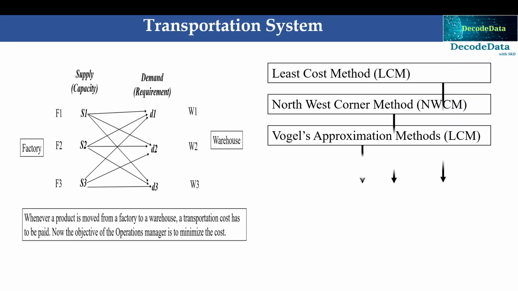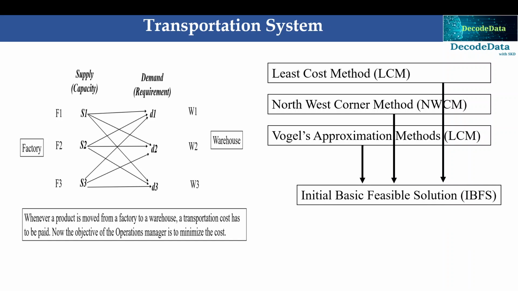And what these 3 methods will do is take you to the initial basic feasible solution. Now you have to understand what exactly an initial basic feasible solution is. Whenever you have a problem, it will either have a solution or not. When you say a problem has a solution, you are talking about the feasibility of a solution. That's why it's called a feasible solution.